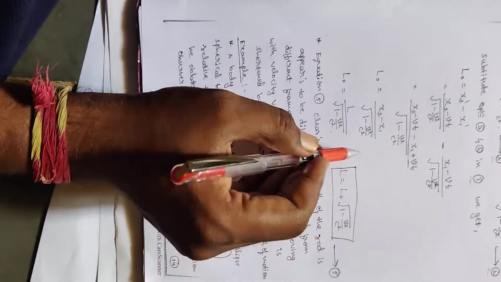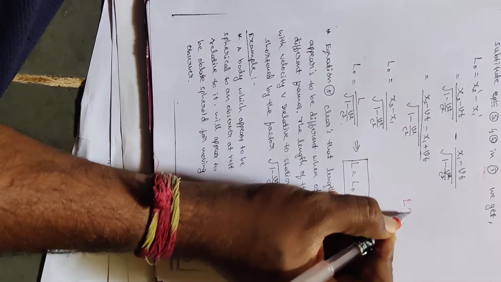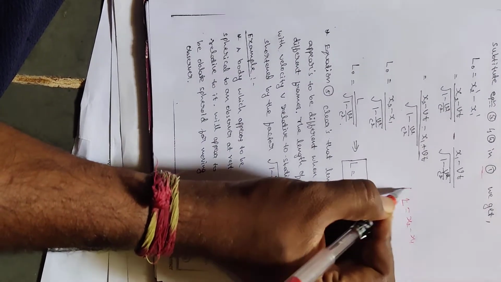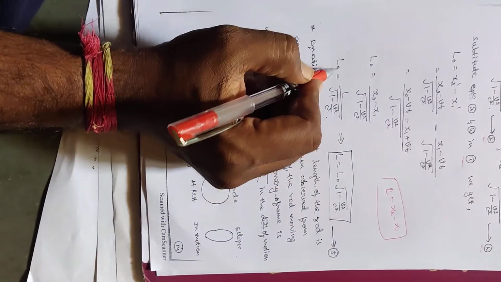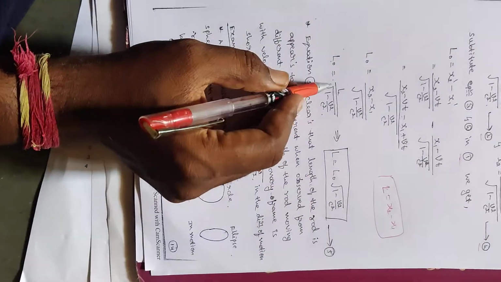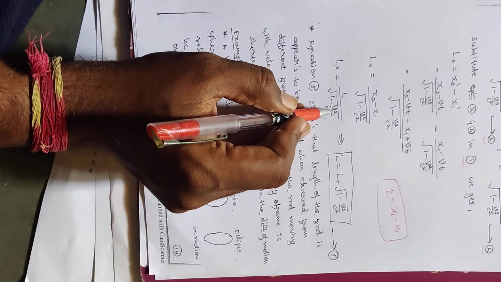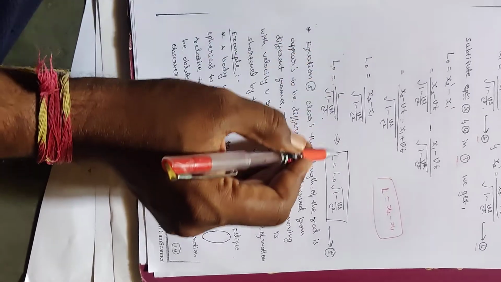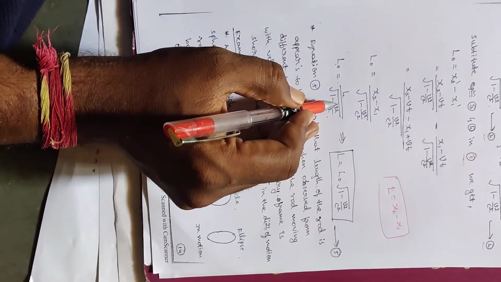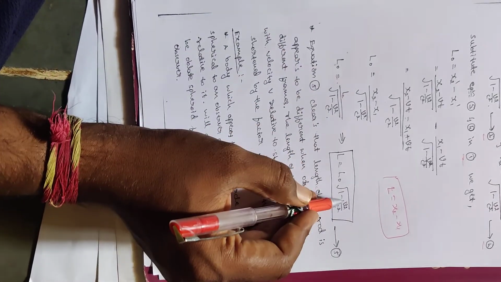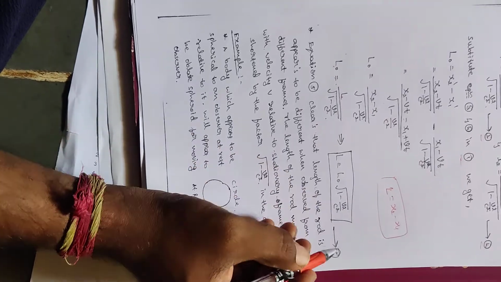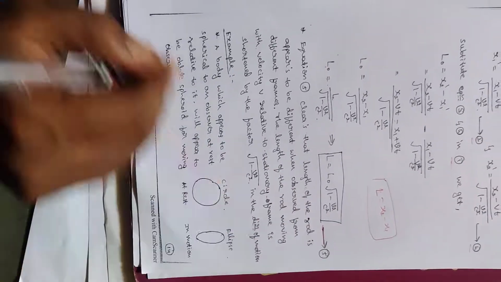From equation number 2, L equals x2 minus x1. Writing this value here, L0 is equal to L divided by square root of 1 minus v square by c square. Now the divisor moves to the other side, so L is equal to L0 into square root of 1 minus v square by c square. This is equation number 5.